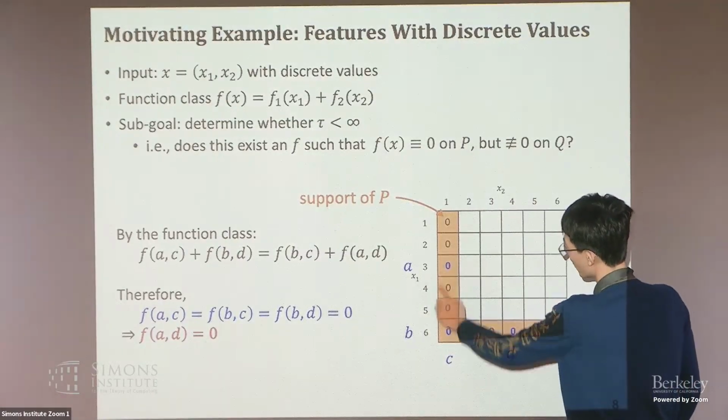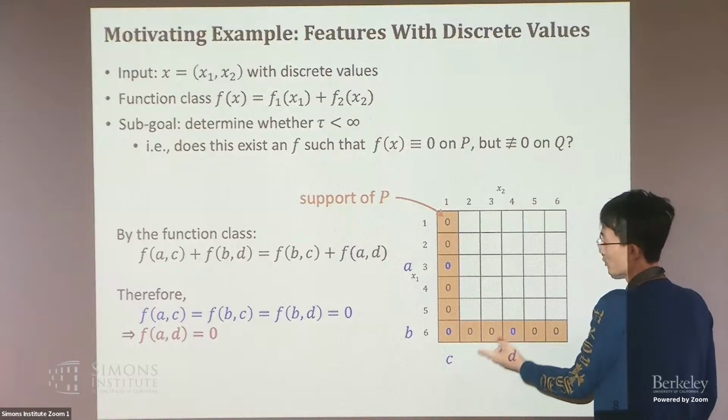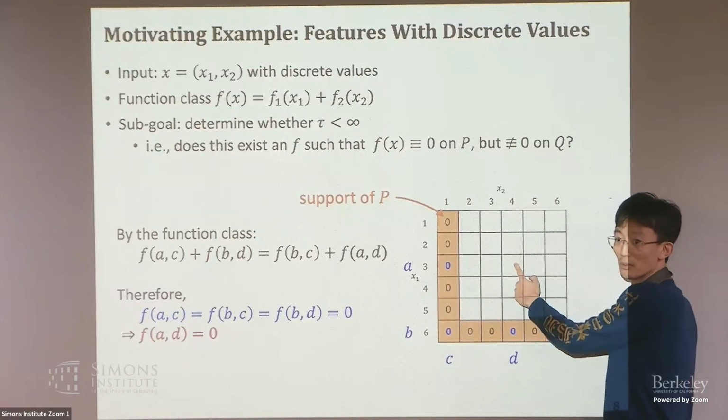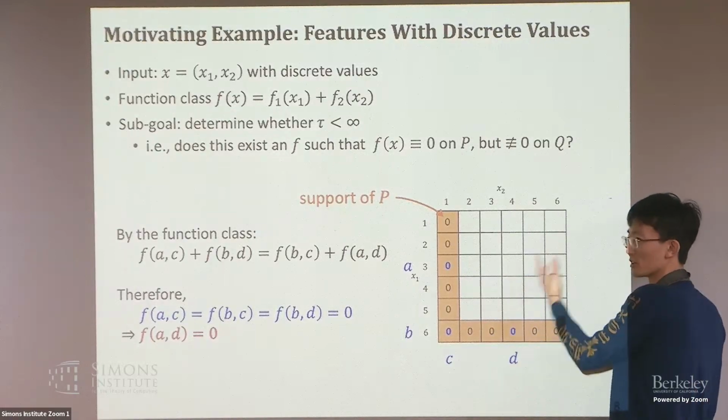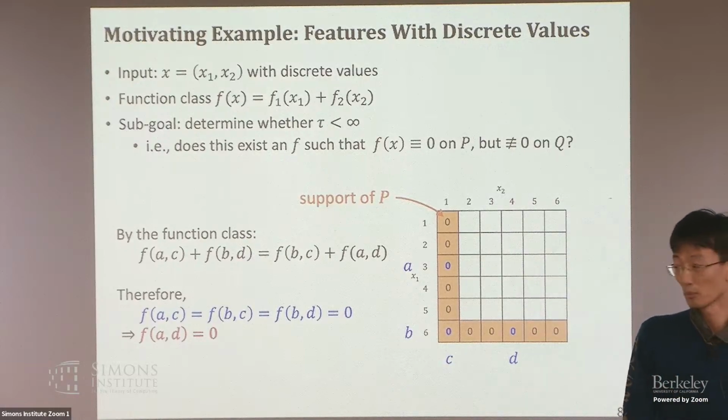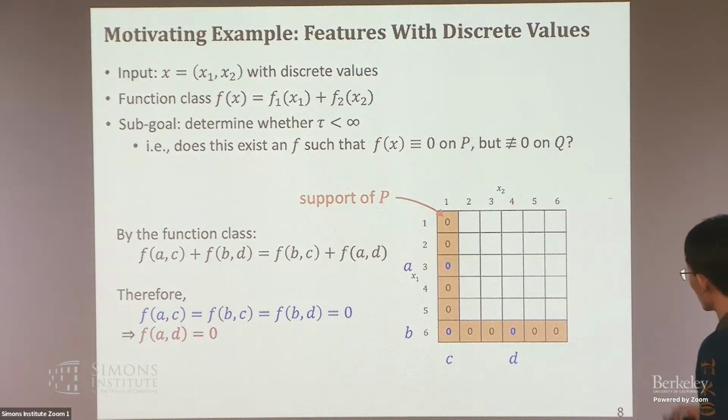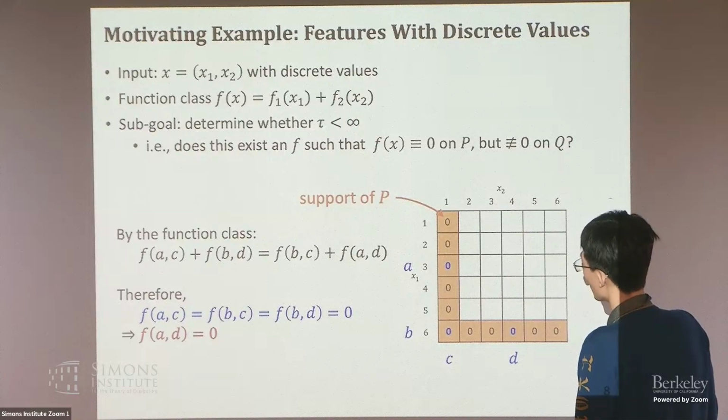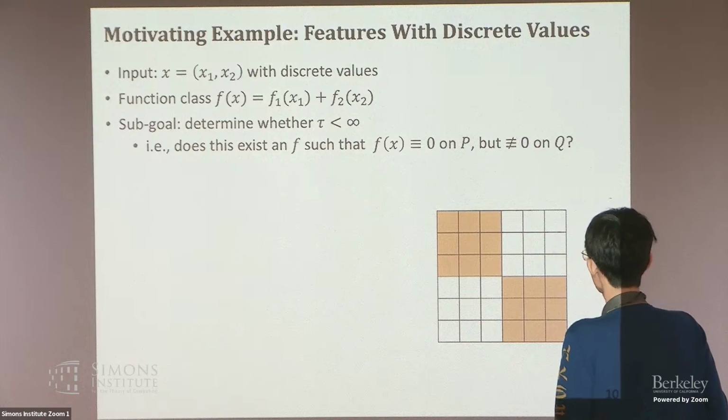For example, if you know the values for these 3 things, even though they are not 0, you can determine the value for this one. And then that means you can determine all the values that you haven't seen in the support of P. So everything got extrapolated to the rest of the table. But in some other cases it's not true, right?